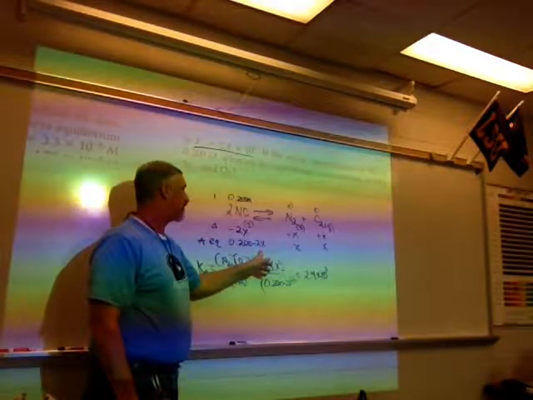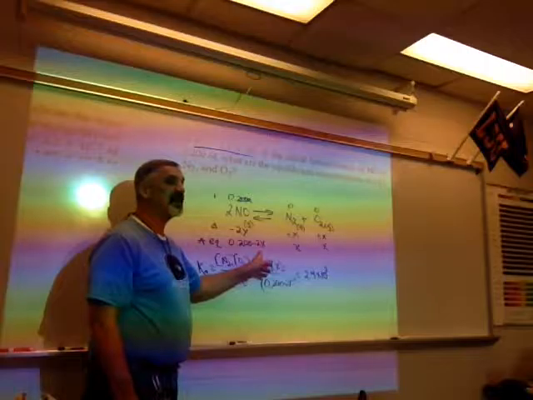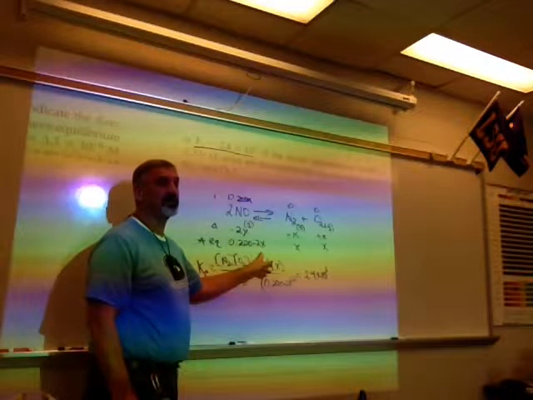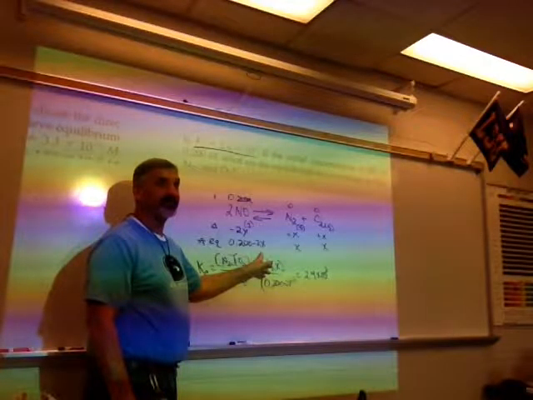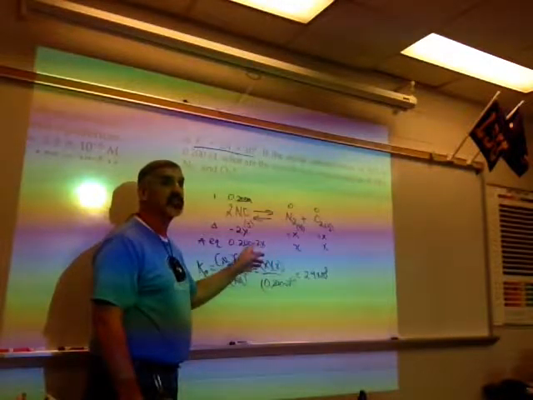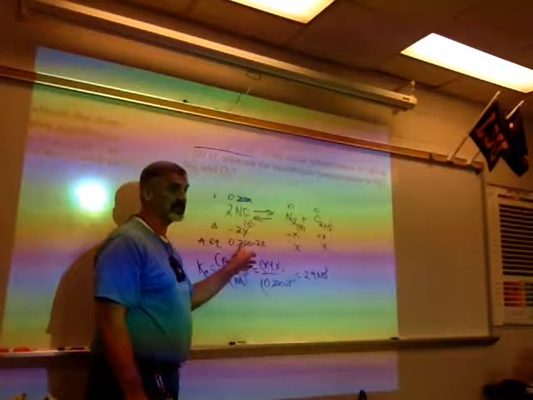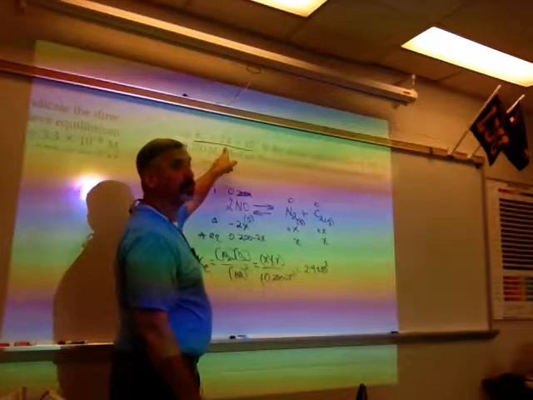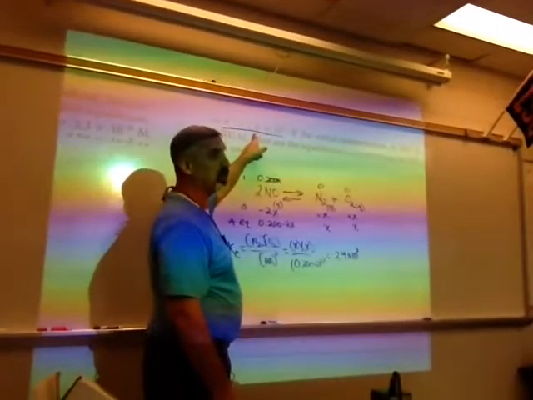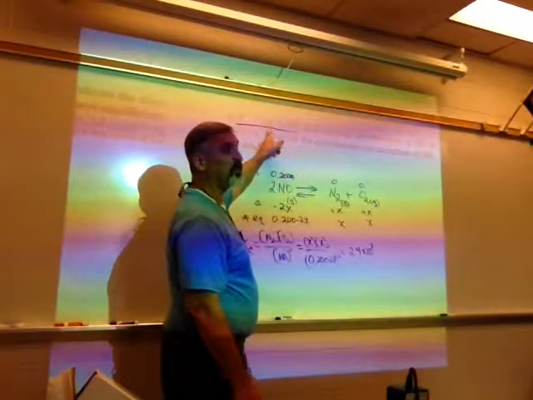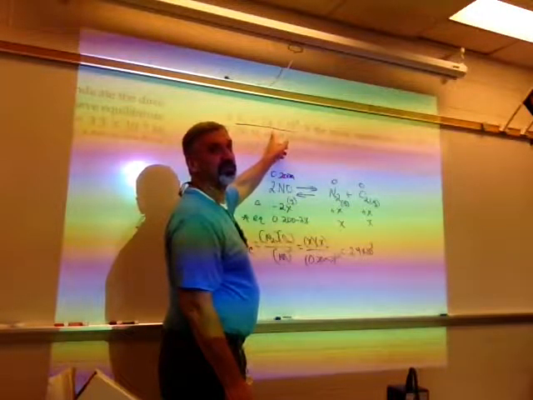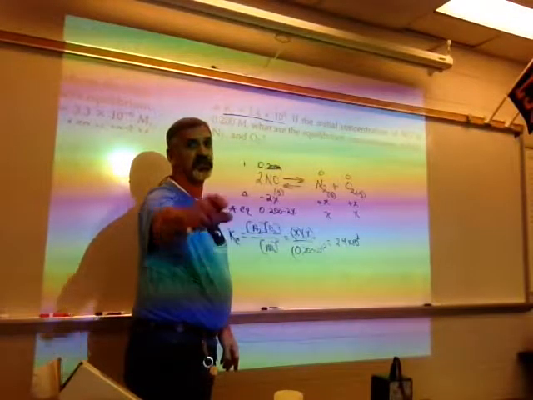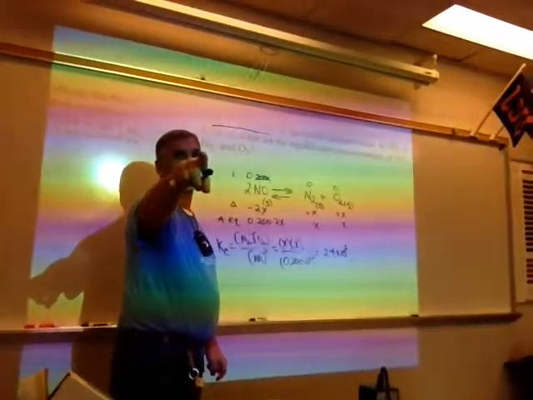So that means x is 0.099. We'd really need to use 0.099, because times 2 is 0.198, which means you'd only have 0.002 left of this. Now notice that Kc is 2400. It's pretty large. Hey, y'all, are y'all getting 0.099? Bailey, yeah.